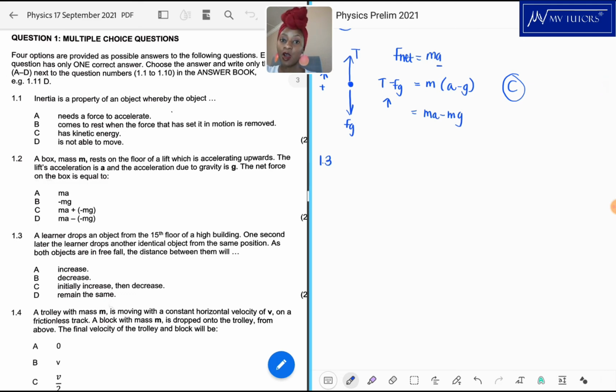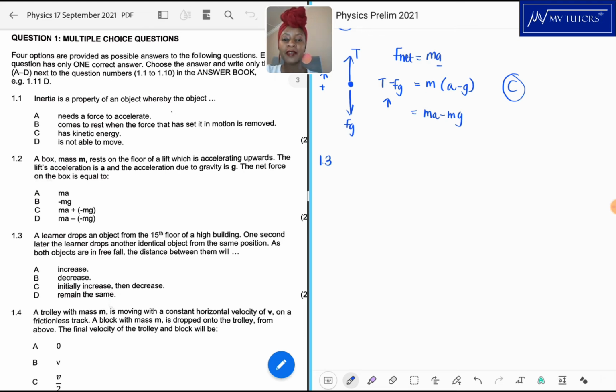Now, a learner drops an object from the 15th floor of a building. One second later, the learner drops another identical object from the same position. As both objects are in free fall, the distance between them will be... If you think about it, not intently, you would say that they are identical and dropped from the same position, so the distance between them must be the same. But actually that's not true. The distance between them will increase.